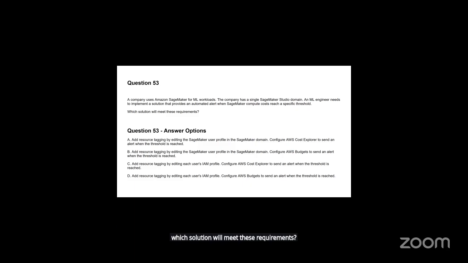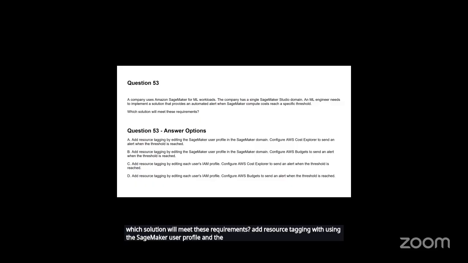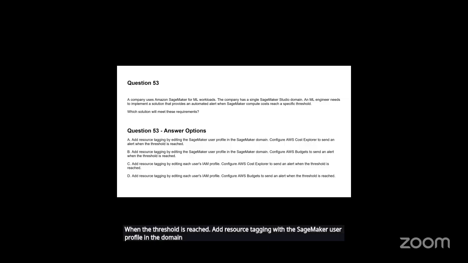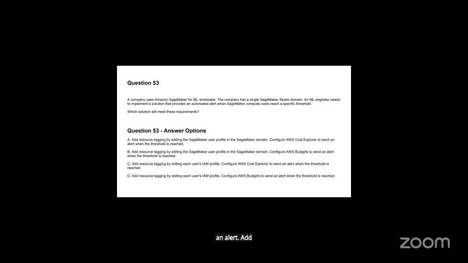Add resource tagging using the SageMaker user profile in the domain. Configure Cost Explorer to send an alert when the threshold is reached. Add resource tagging with the SageMaker user profile in the domain. Configure AWS Budgets to send an alert. Add resource tagging by editing the IAM user profile. Configure Cost Explorer to send an alert when the threshold is reached. Add resource tagging by editing profiles and configure Budgets to send an alert when the threshold is reached.